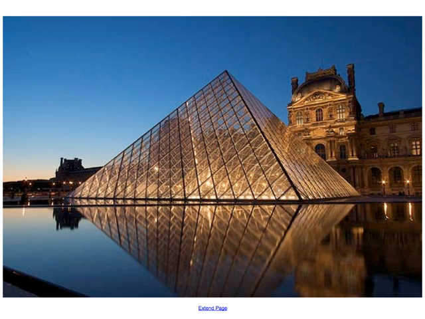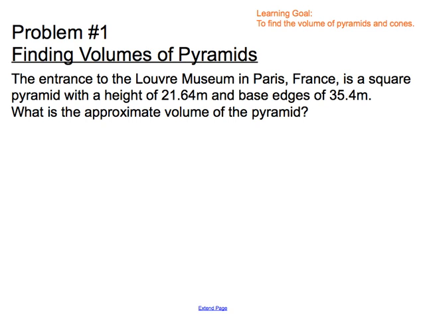So our first example is the entrance to the Louvre Museum in Paris, France. I thought I'd show you a picture I took of that entrance while I was in Paris in 2009. The entrance to the museum is underground, and it's directly beneath this glass pyramid. That entrance is a square pyramid that has a height of about 21.64 meters, and the base edges are 35.4 meters. We want to find the approximate volume of that pyramid.